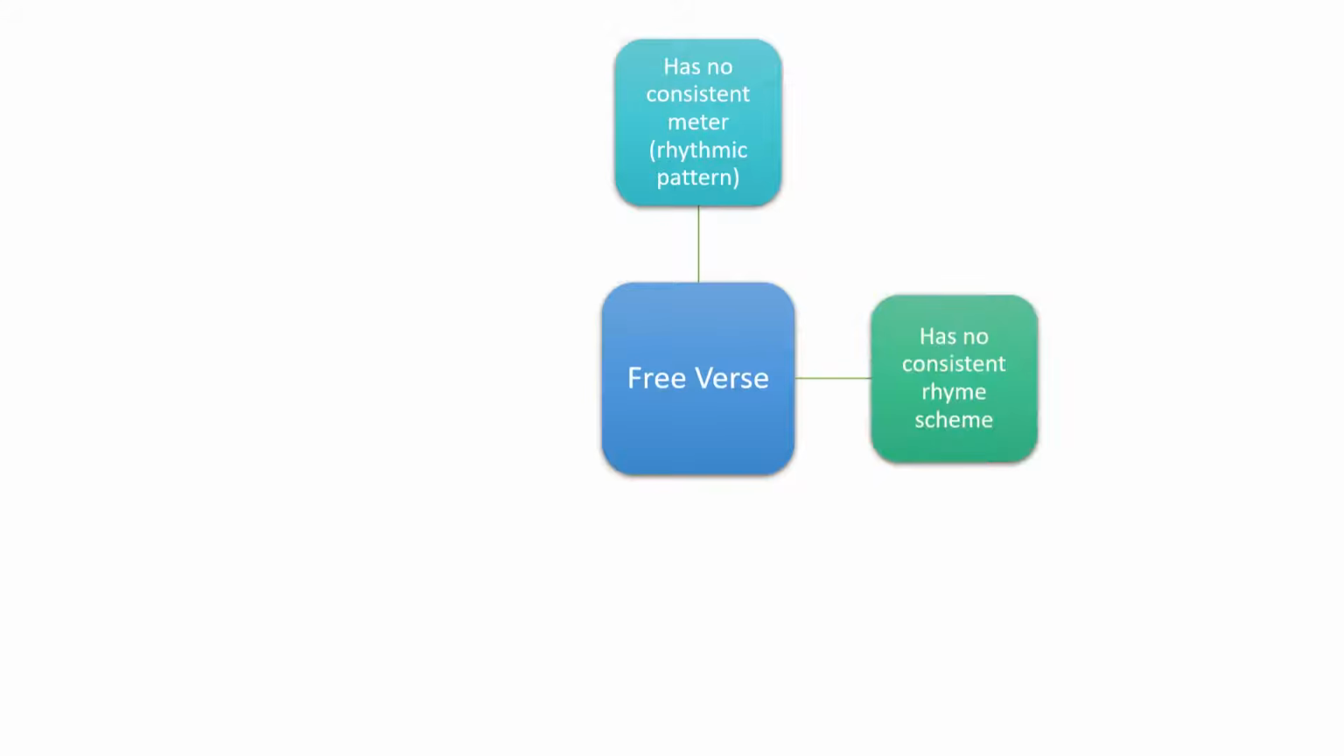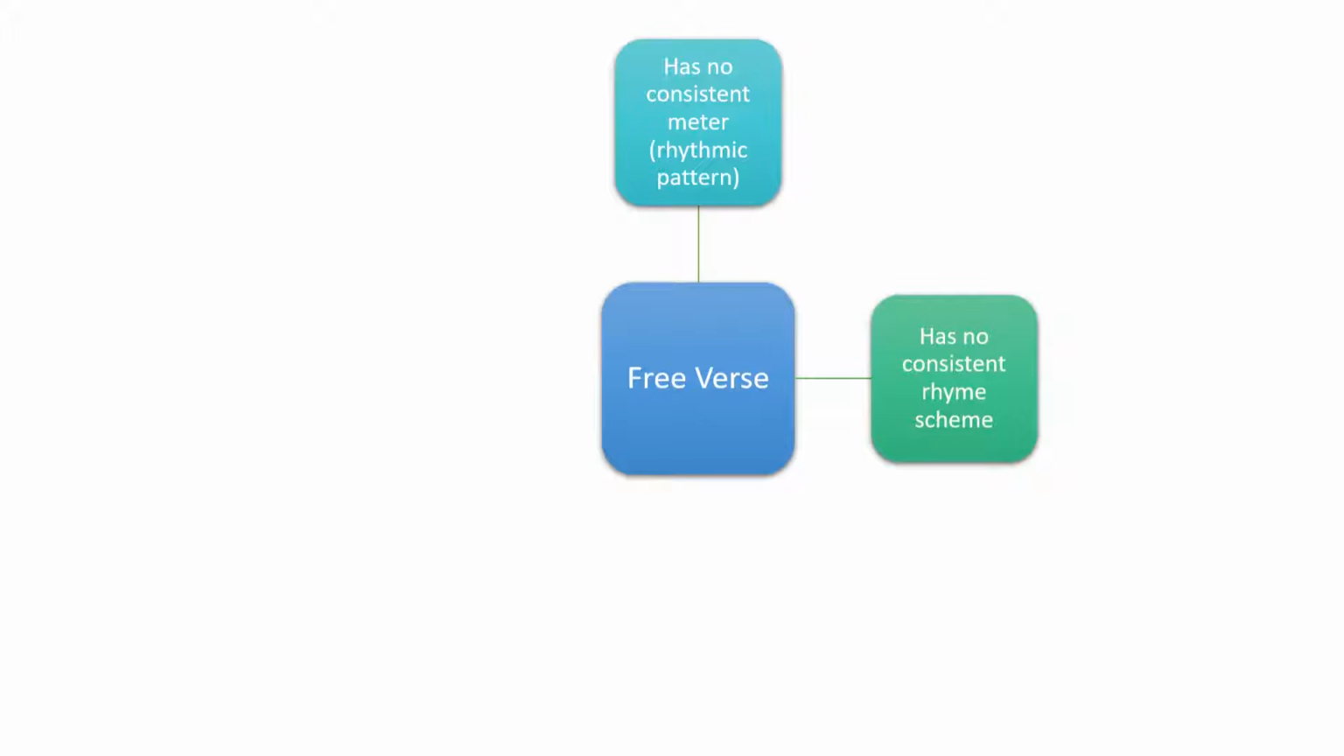These kinds of poems have no consistent meter or a consistent rhythmic pattern. And they also don't have consistent rhyme schemes. So you won't be seeing a pattern that looks like A, B, A, B, C, D, C, D, for example. There could be rhymes within the poem, but it's just not going to be consistent.